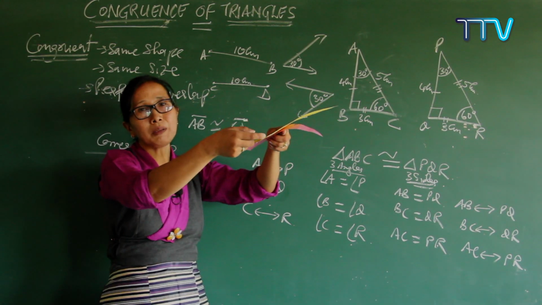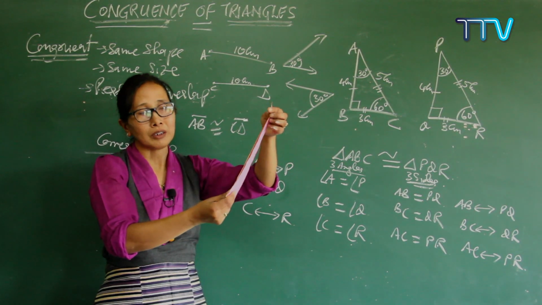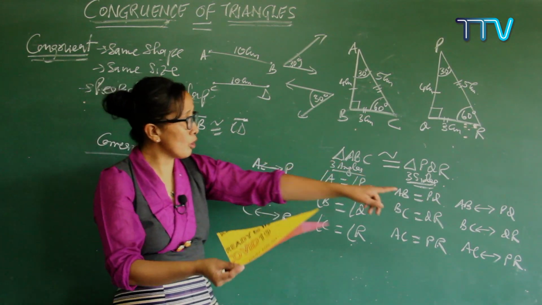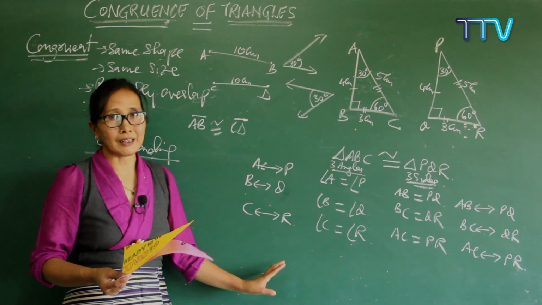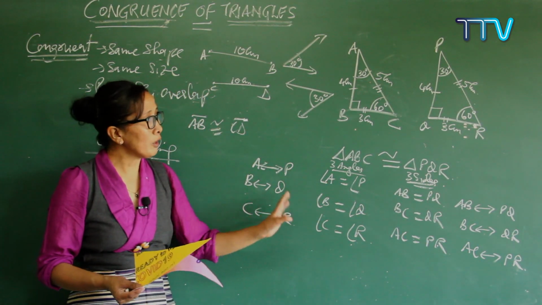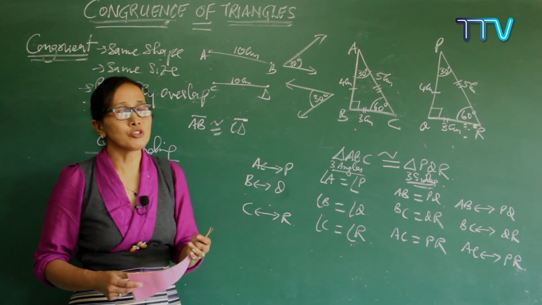Correct? Corresponding side means when you overlap, it has to always be the same measure. Exactly the same measure. So these all are corresponding sides and these all are corresponding angles. Do you get it clear? So why do you have to know this very clearly? Because sometimes you will get a question in this way.